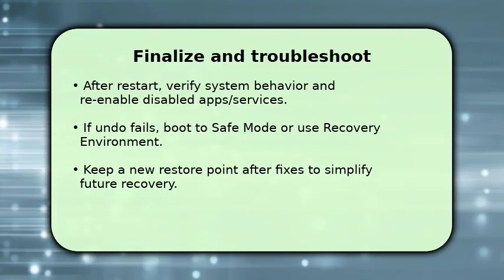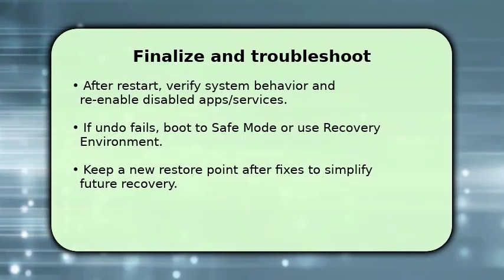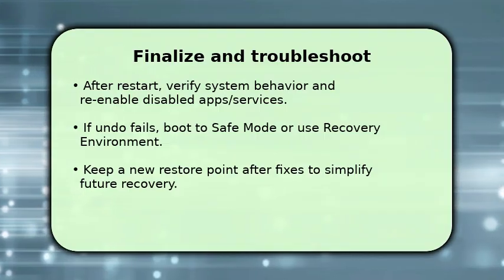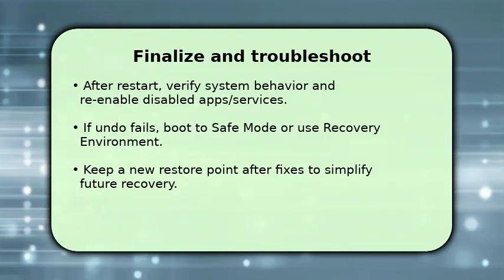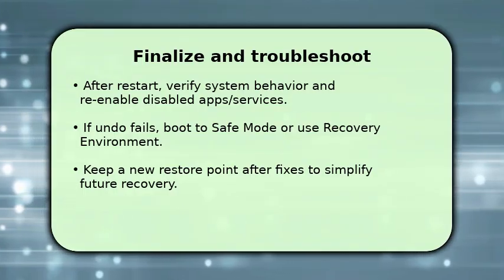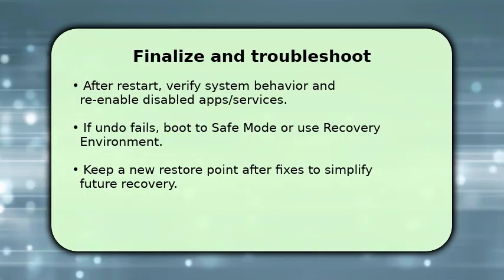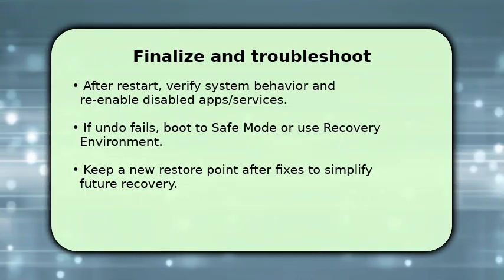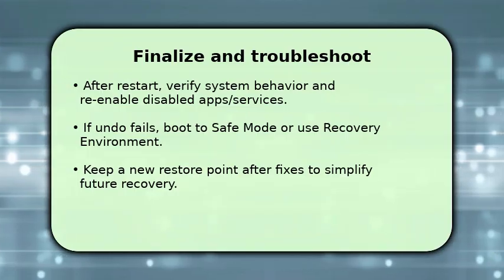If the undo didn't work or Windows won't boot, restart into Safe Mode or the Windows Recovery Environment to run System Restore again or use Startup Repair. These options let you undo or retry safely. Finally, create a fresh restore point after fixes so you can recover more easily next time.